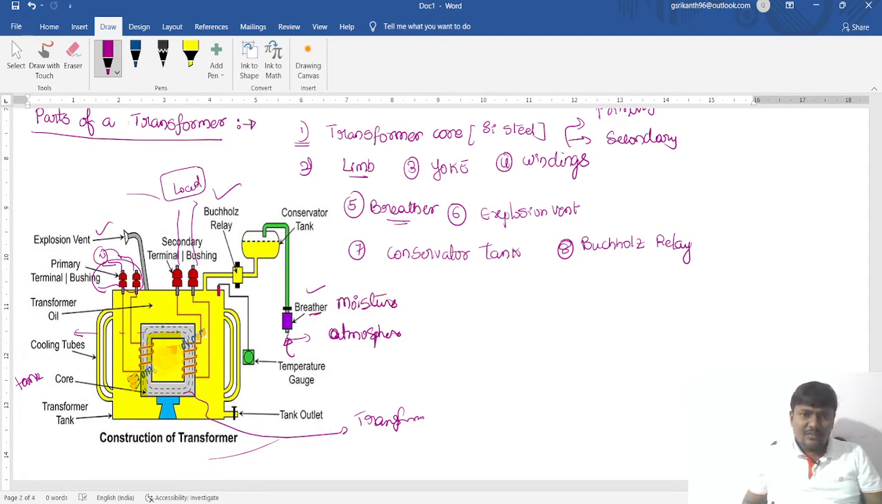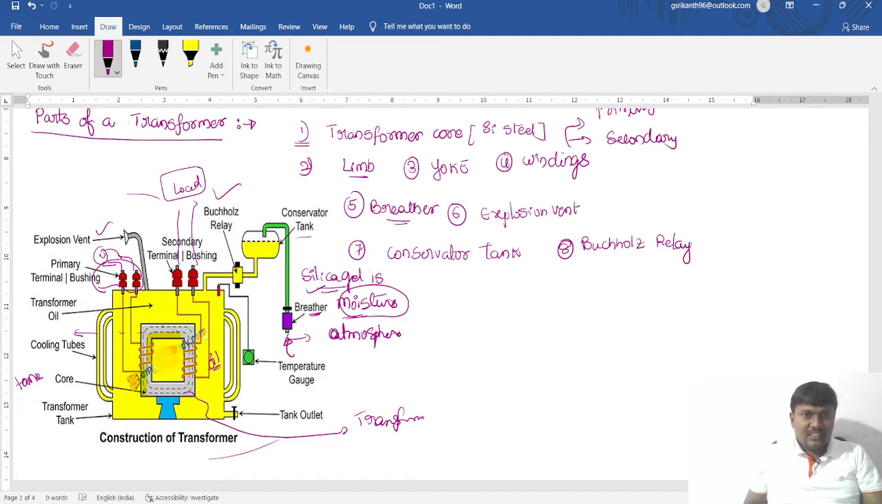What is the function of breather? It will take the air from the atmosphere and it will extract the moisture. That moisture is not in contact with this oil. So that is the function of the breather. It does not allow oil to come in contact with the moisture. So generally in breather, silica gel is used.